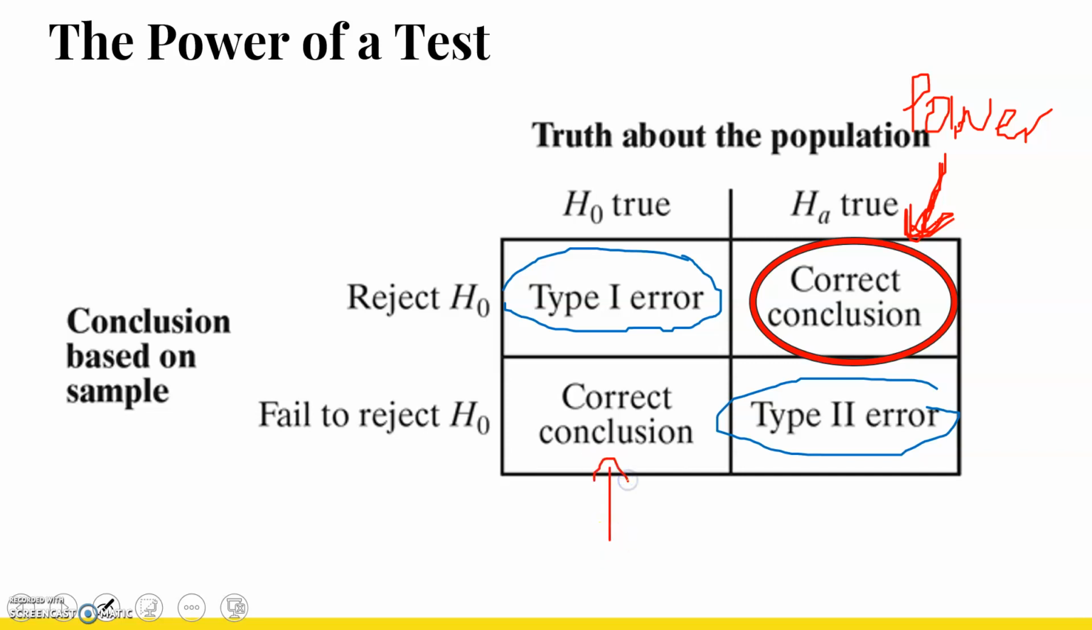This down here, there's no term for that, but each of the other three parts of that table do have a name. I'll just put a happy face here. There's no name for that. It's a correct conclusion to fail to reject the null when the null is true, but there's no name for that. All right.